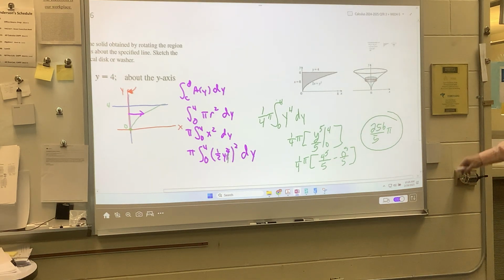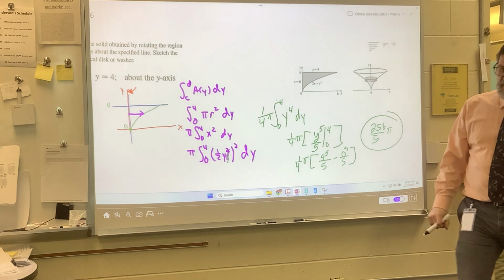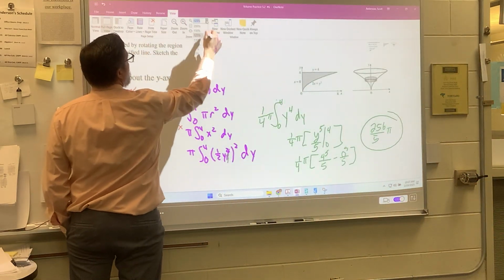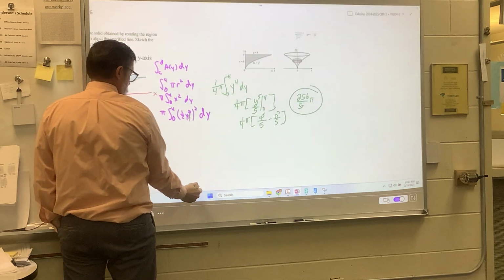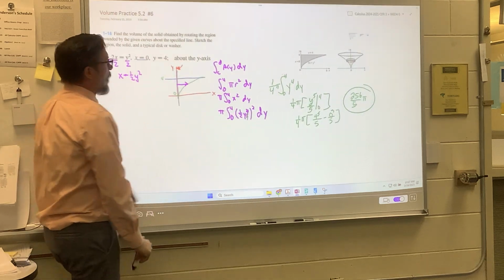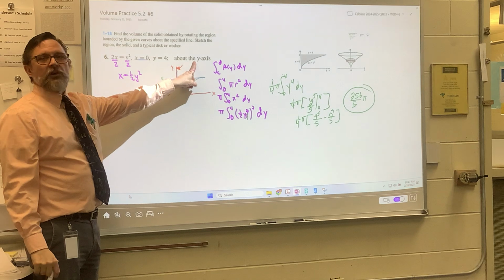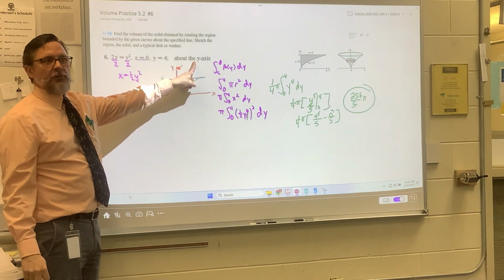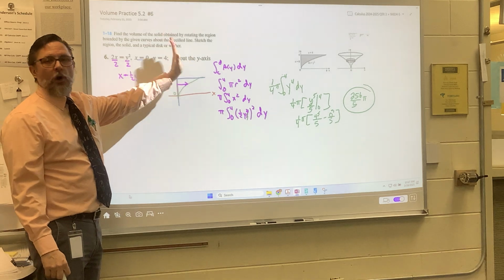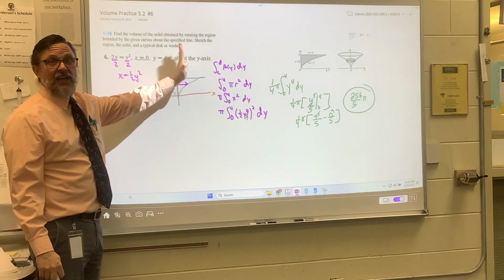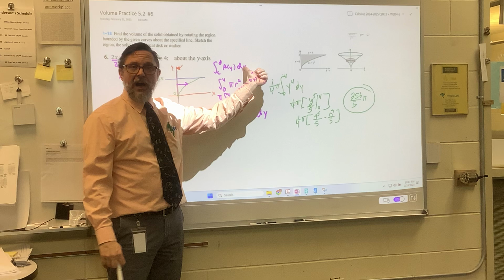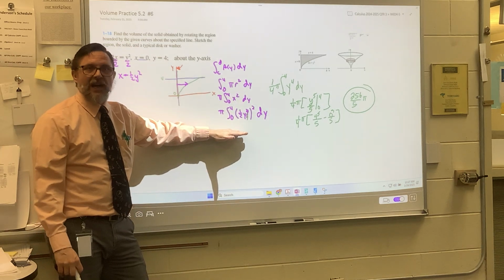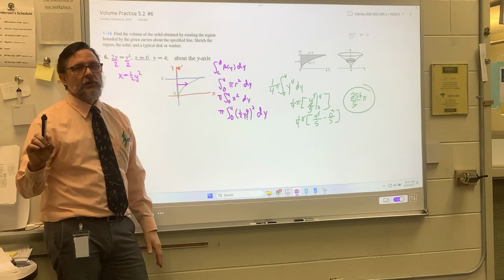And everybody, I can't stress enough, if I make this a little smaller so it all fits on the page for the YouTubers out in the world. Everybody, is it always dy? Right now, is it always going to be dy if you're going about the y-axis? Yeah. Or if you're going around another axis. Guys, vertical axes are going to be dy. Horizontal axes that you revolve around will be dx.